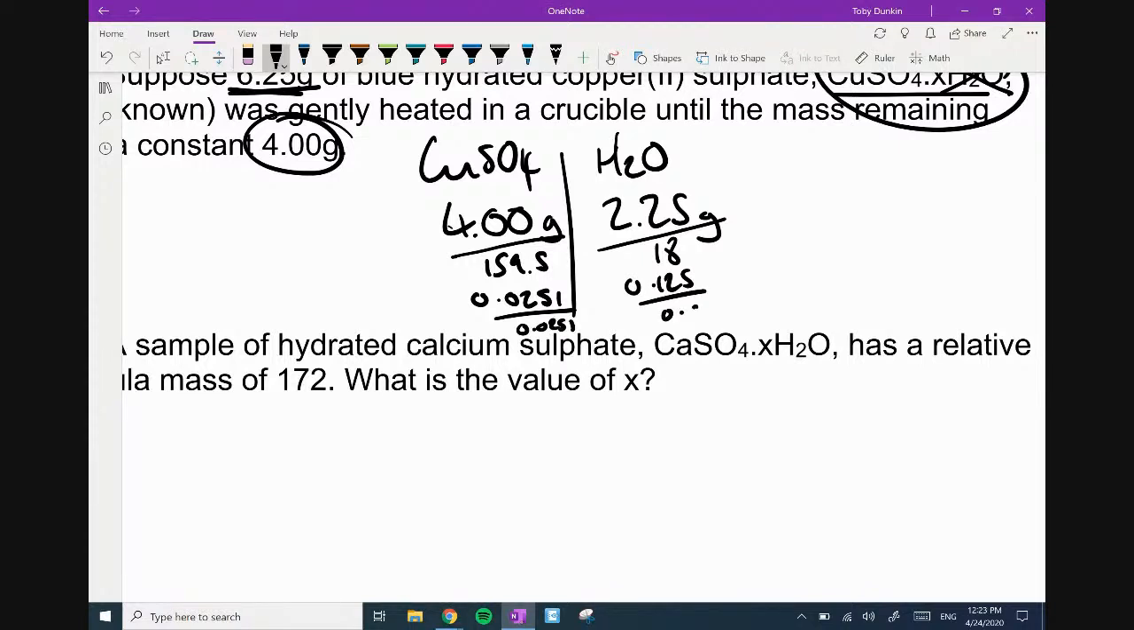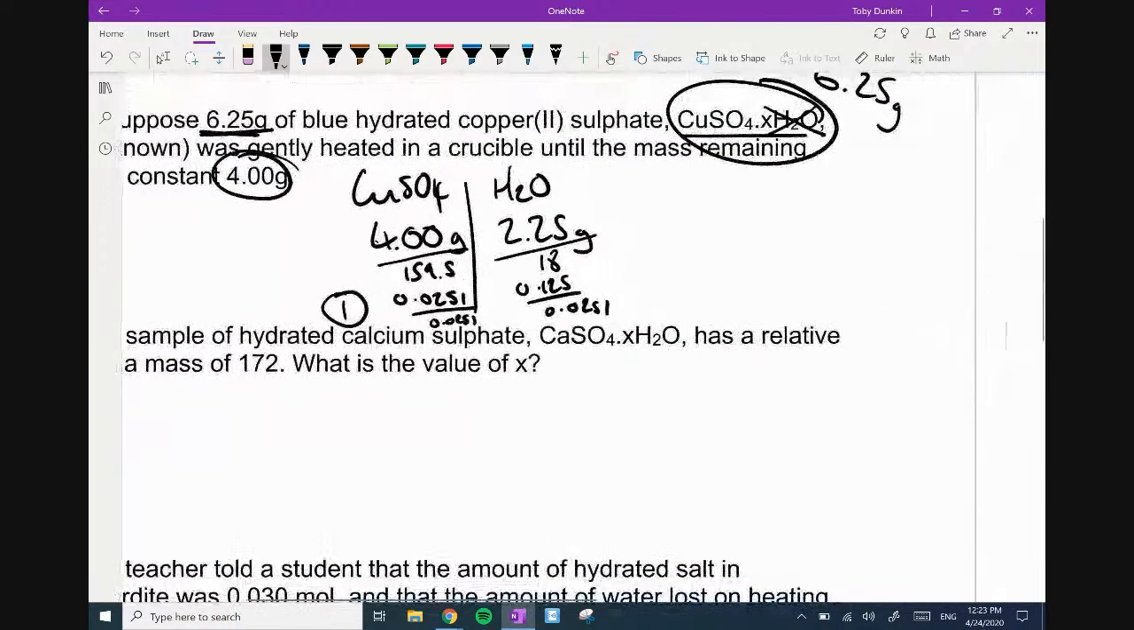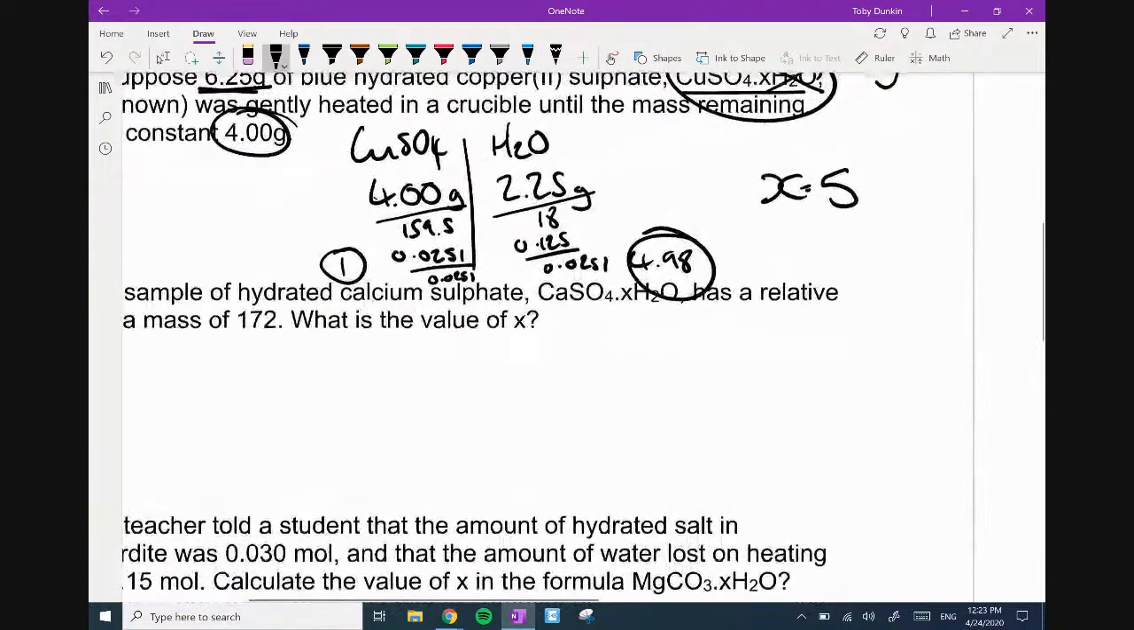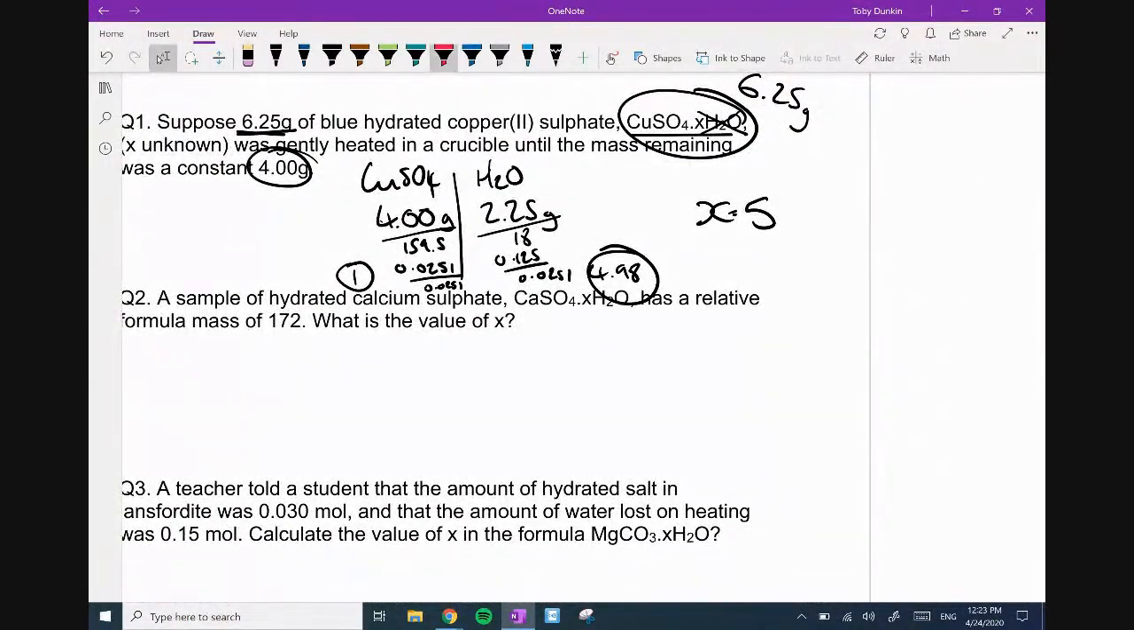0.0251, and then 0.0251. So of course this one's going to come out as 1, and then the water, 0.125 divided by 0.0251. And I get the answer of 4.98. That is a mark in the exam, but the answer, of course, is X is 5. Done. So 1 mark, folks. There you go. You got 5.